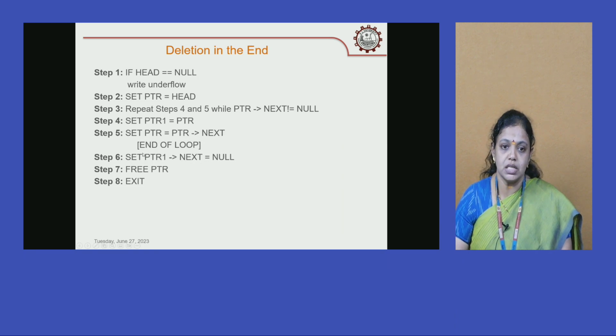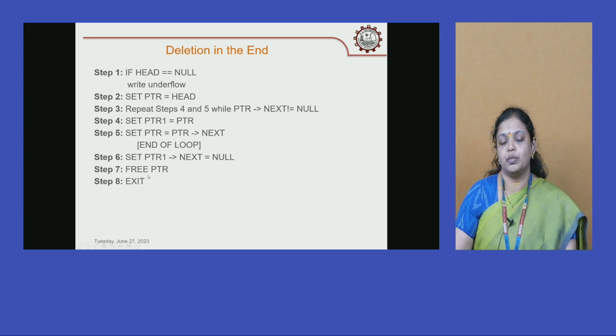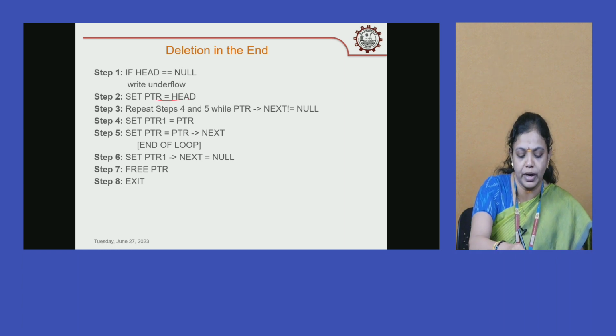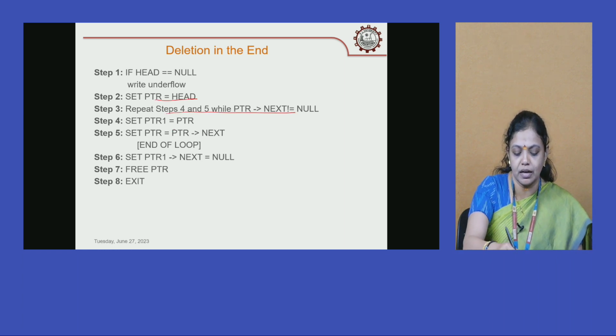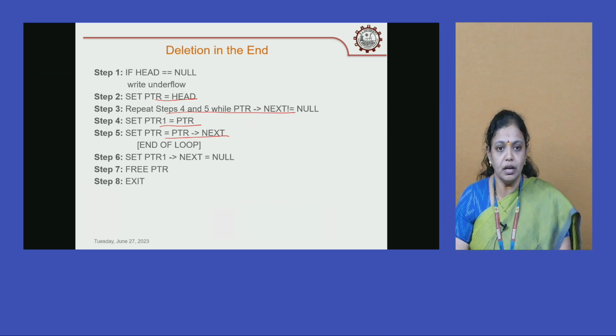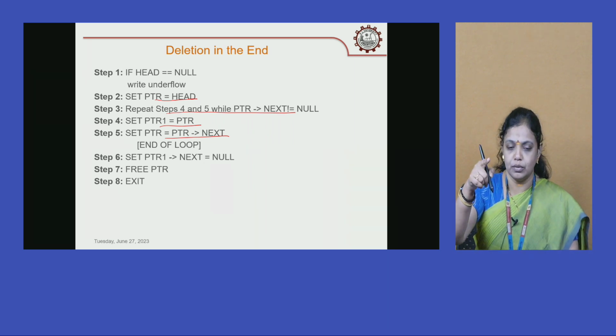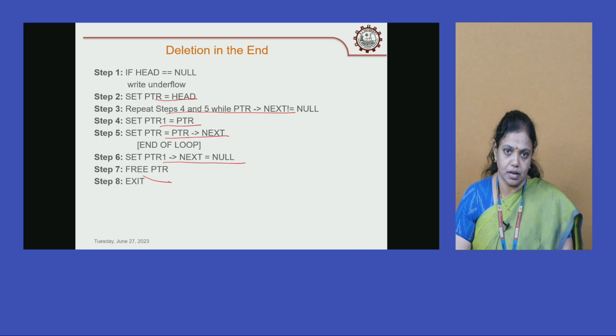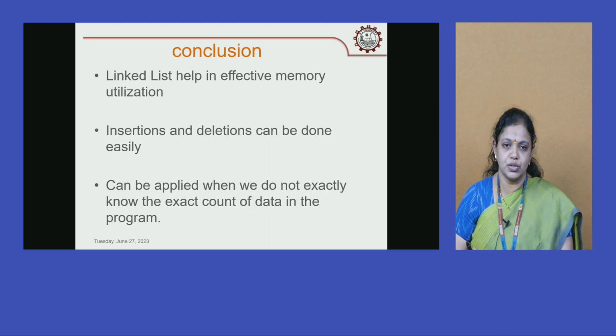If you could see step 6, set ptr1 of next is equal to null, and finally free the ptr, and the remaining steps say how to move that ptr. Starting we have ptr is equal to head, and we are moving the ptr and ptr1 pointers next until we go to the last, and finally we set the previous one. So ptr1 of next should be equal to null, and finally we free the ptr. I hope you are clear with this. So this is the deletion.